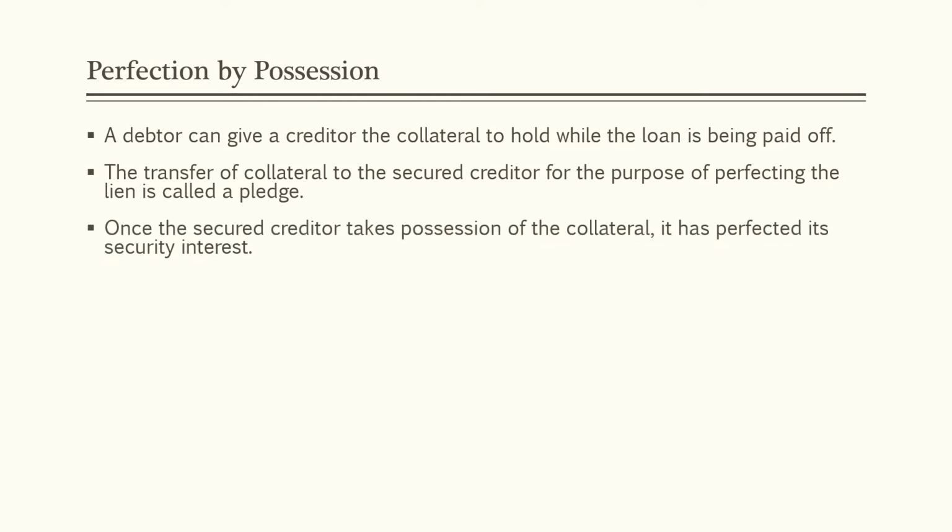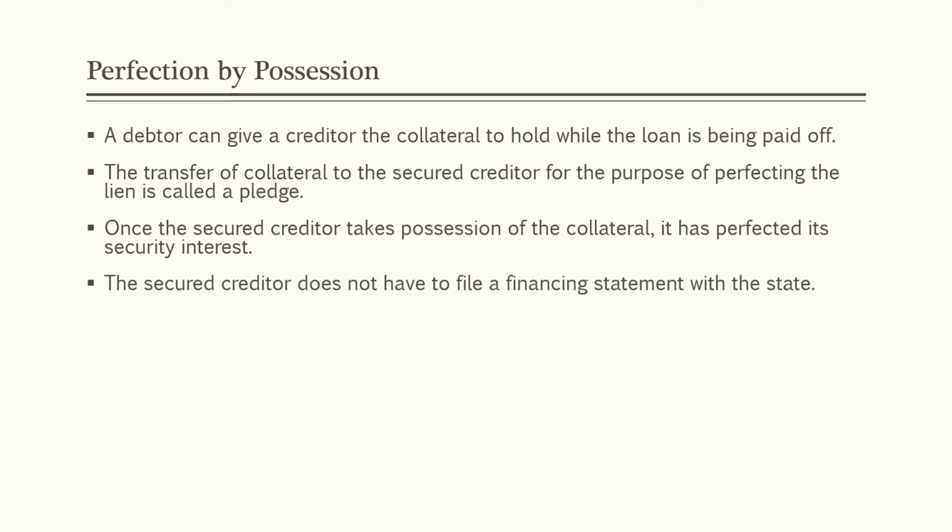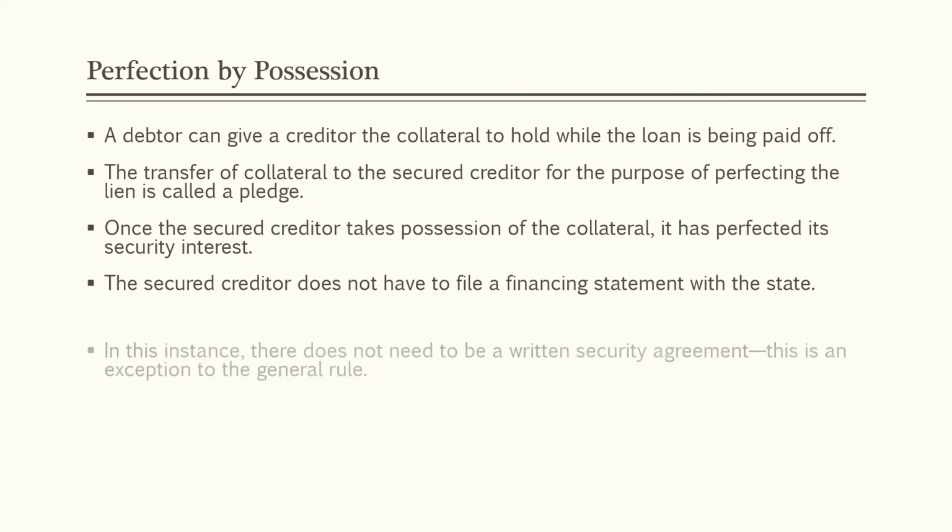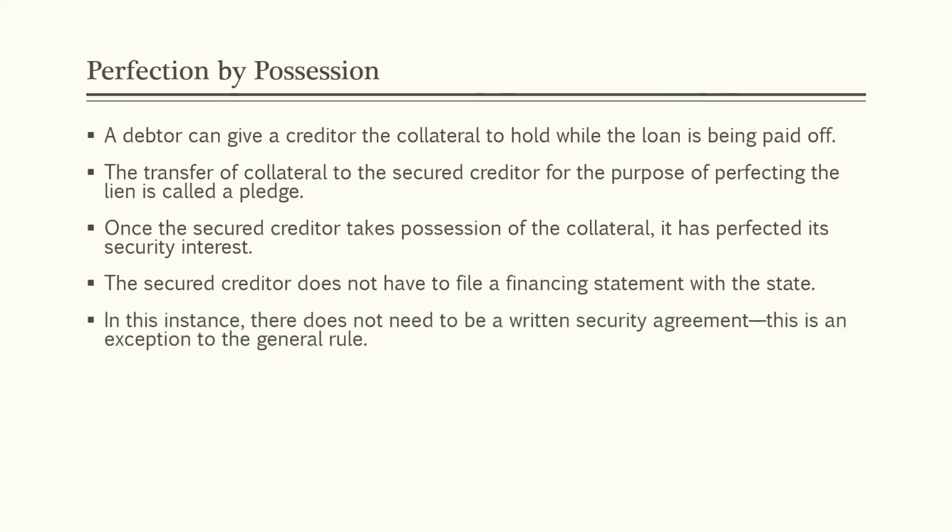Once a secured creditor takes possession of the collateral, it has perfected its security interest. The secured creditor does not have to file a financing statement with the state. Perfection by possession only requires taking possession of the collateral. In this instance, there does not need to be a written security agreement either. This is an exception to the general rule that there must be a writing.